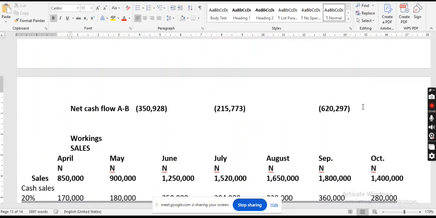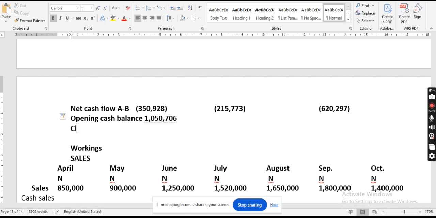Net cash flow. Then we can say this is the opening cash balance, which will be for July. This is the cash balance. Can you see it? It is positive. Because you have a positive cash balance, it is not an overdraft. Now, when you subtract it, what do you have? This will be your closing balance.